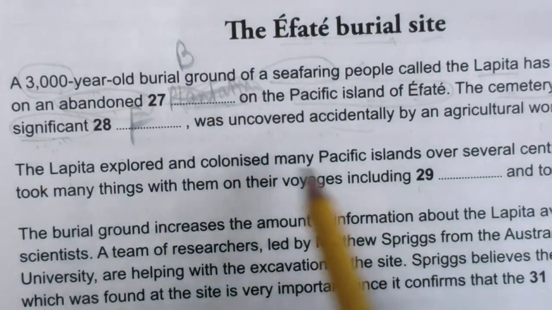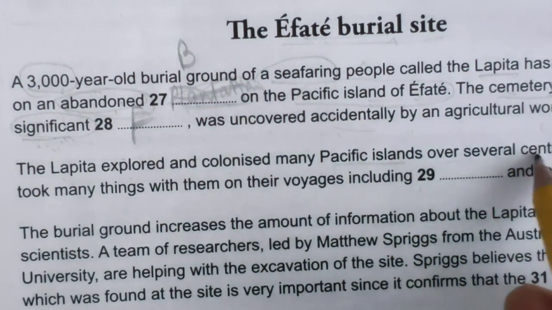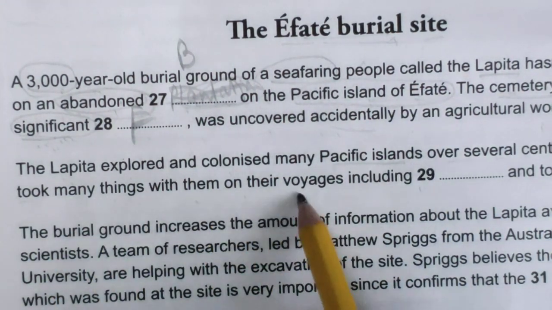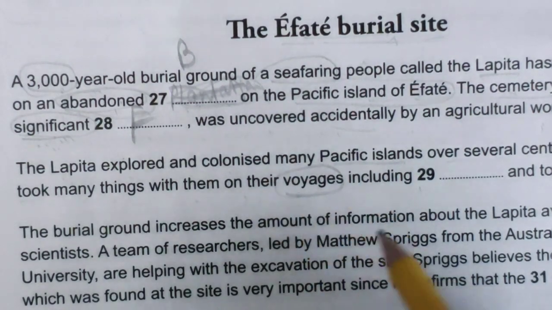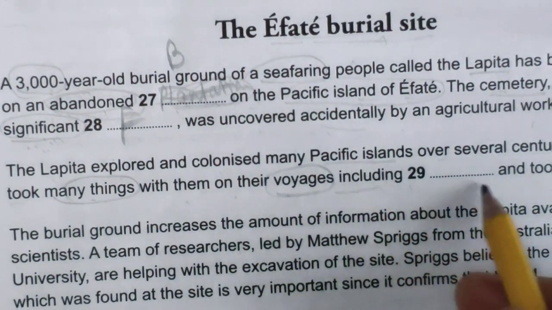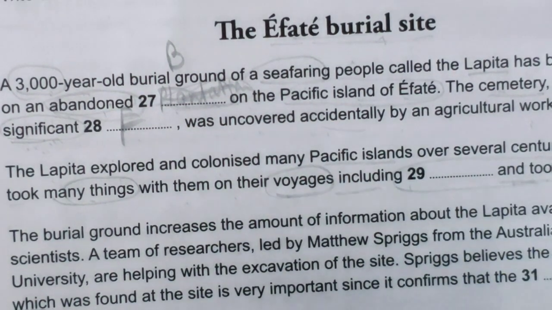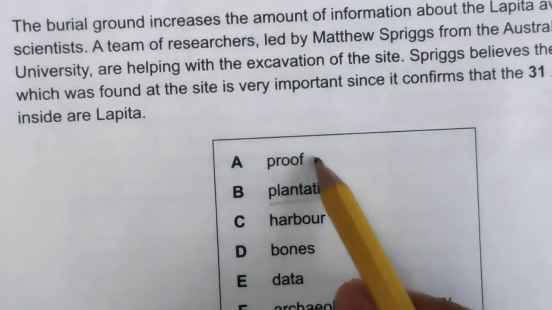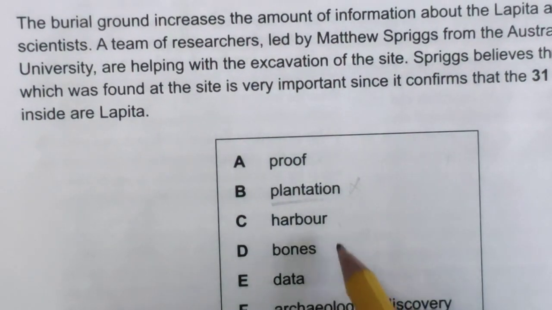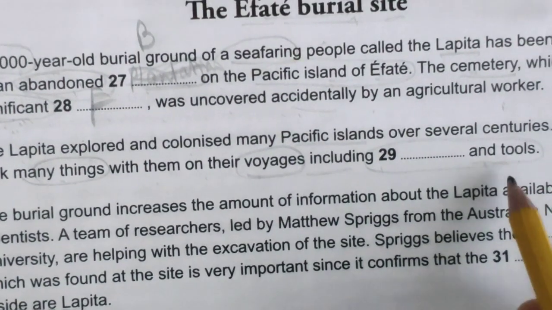Next fill in the blank says, the Lapita explored and colonized many Pacific islands over several centuries. They took many things with them on their voyages. Okay. They took many things. So we have to look many things, including dash and two. These kinds of fill in the blanks are very easy to locate. Here what we can prove, plantation, harbor, bones, data, and source, animals, maps. So already they have given tools.